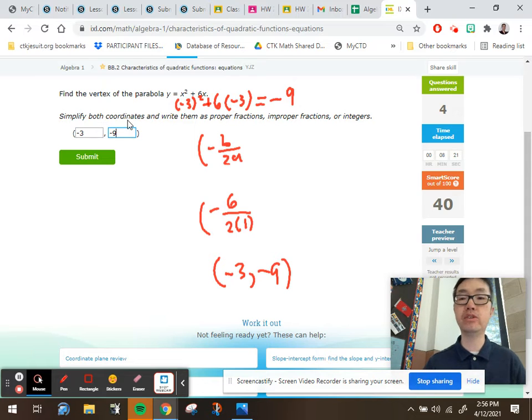Just a quick review. We're using negative b over 2a, or opposite b over 2a. Our b value is 6. Our a value is 1. So we get negative 3. After we get the negative 3, we substitute back into the equation to find our y value. Pause the video if you need to process this.